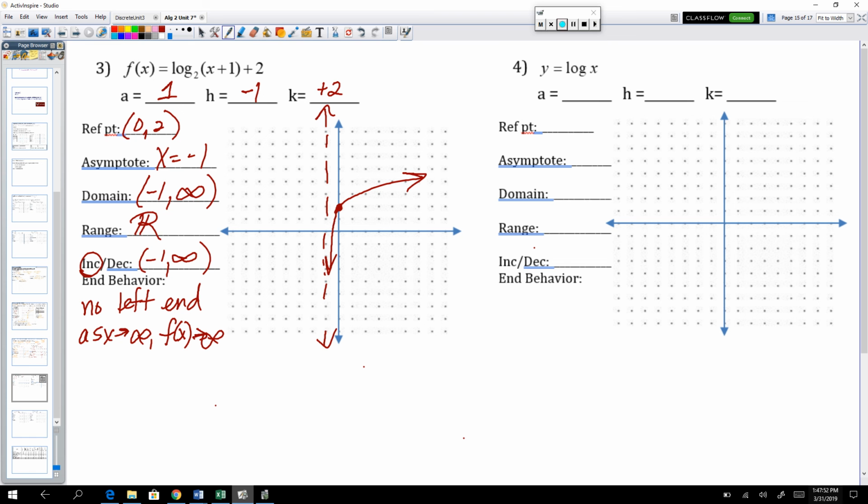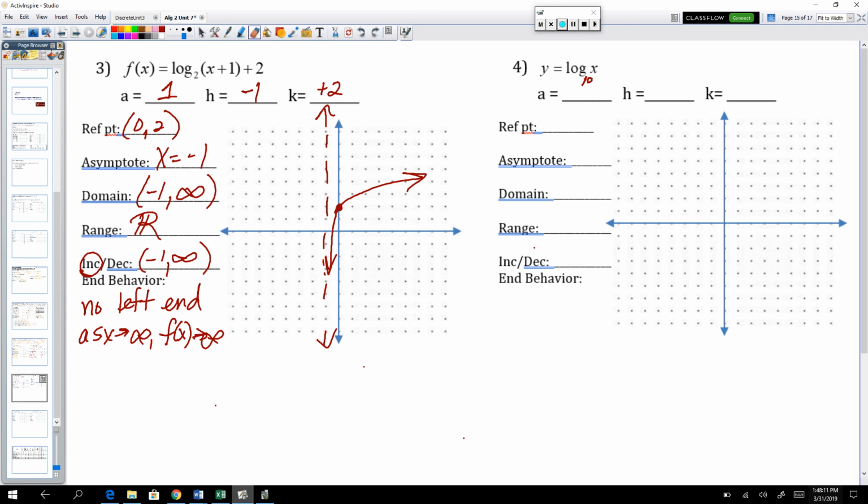Now, on number 4, remember, if we don't have a base, we assume it to be 10. So if you're putting this into your calculator and need to understand some of the points, remember that you can either use that home button, or you could, if you wanted to, do the math menu in the log base, but it would be a log base 10. So if there's no base there, it's a log base 10.